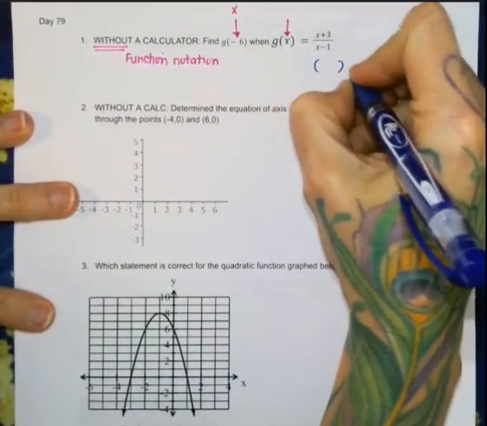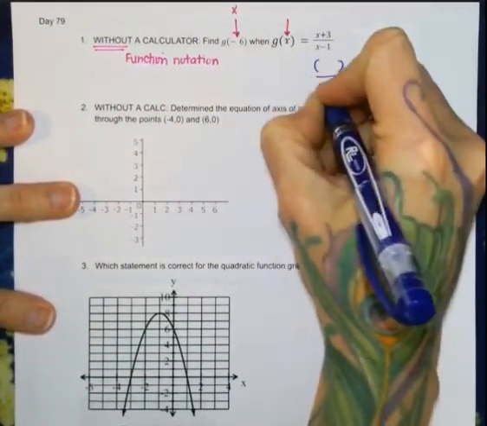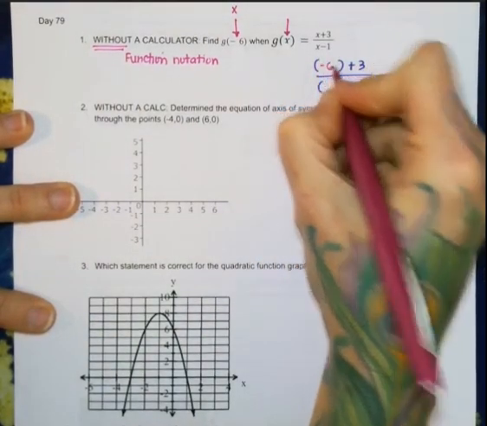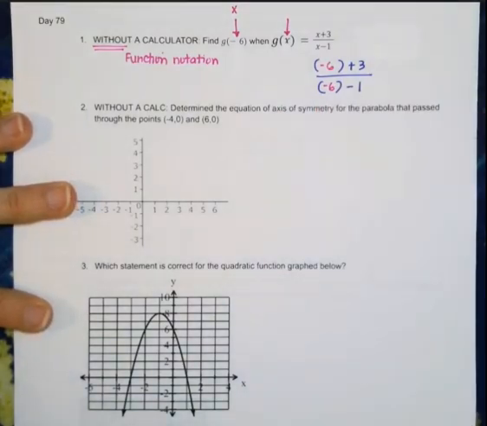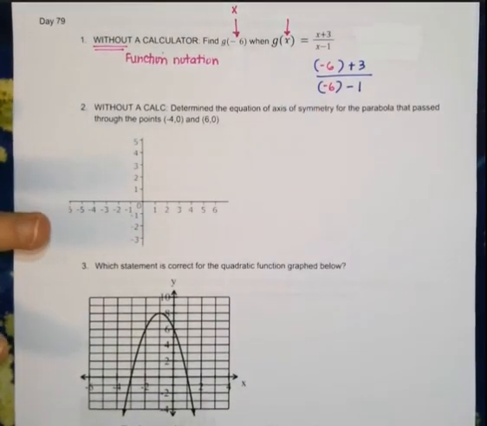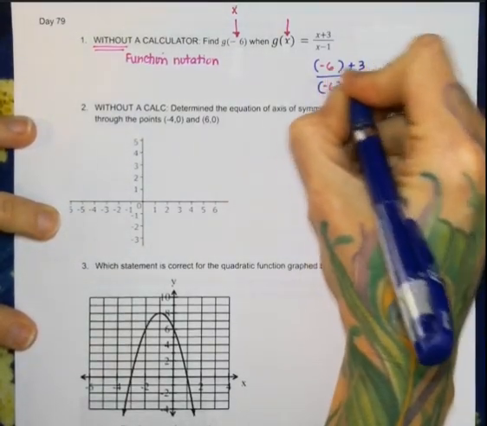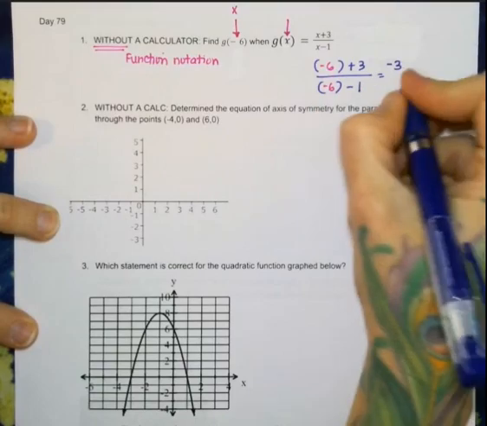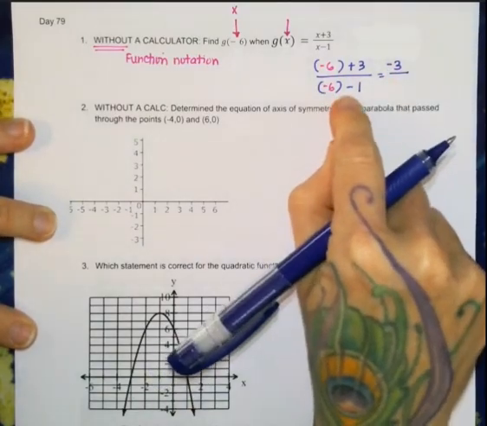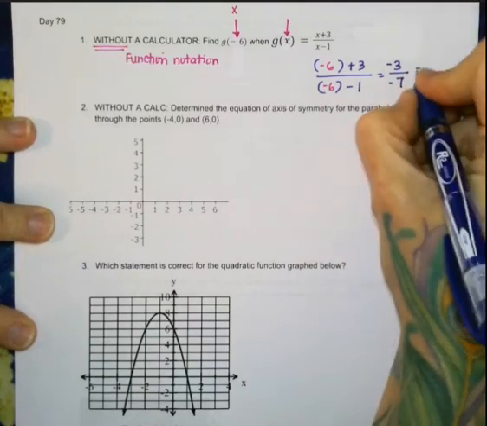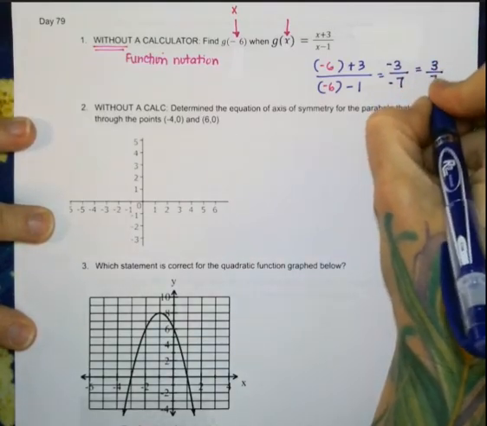So that means we have (x plus 3) over (x minus 1). We're going to put a negative 6 in here, negative 6 in here. As we're going to work straight across our fraction as always, and we're going to get negative 6 plus 3 is going to give us a negative 3, because if I owe you 6 and I hand you $3, I still owe you 3. If I owe you 6 and then I spend another, I'm going to owe 7. The double negatives are going to give us a positive 3 over 7.